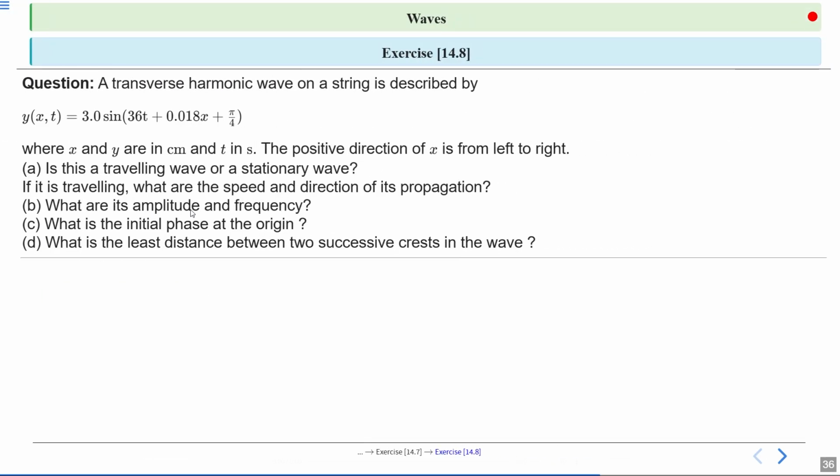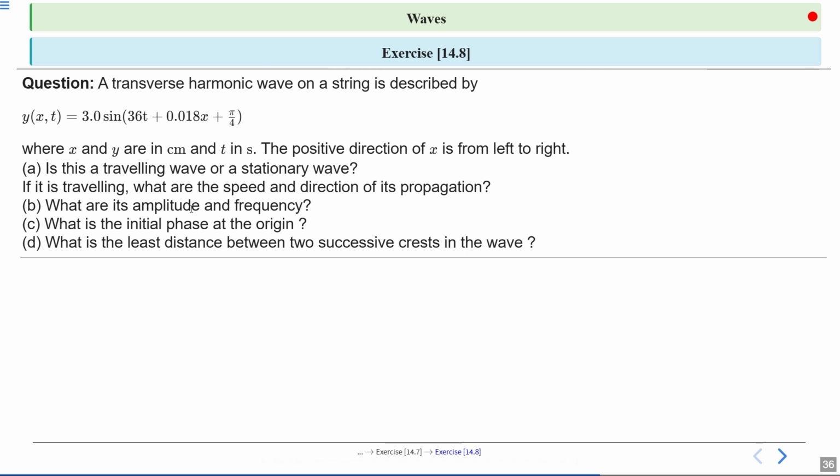A transverse harmonic wave on a string is described by y of x,t is equal to 3.0 sine (36t plus 0.018x plus pi by 4), where x and y are in centimeter and t in second. The positive direction of x is from left to right.